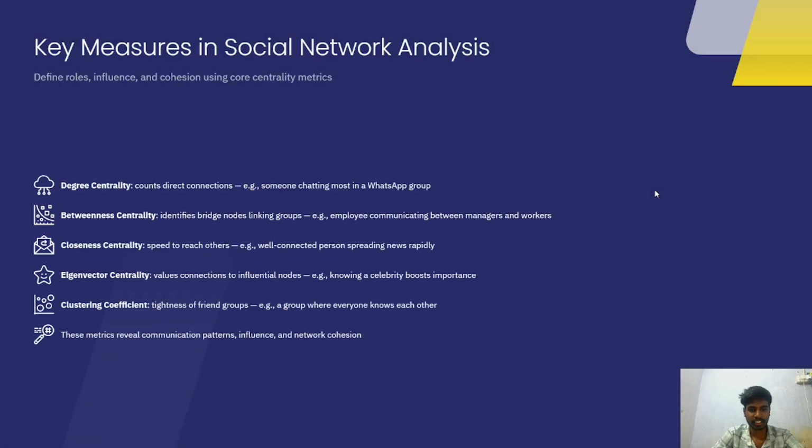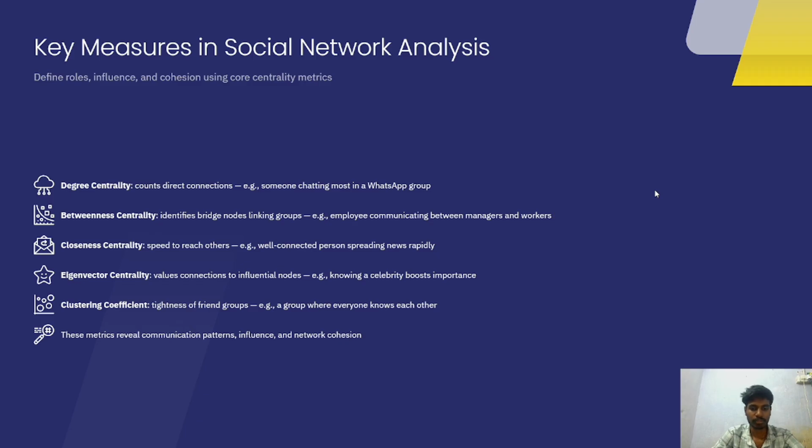Now let's understand the key measurements in social network analysis. These measurements help us understand a person's role in a network. First one is degree centrality. This tells us how many direct connections a person has. For example, in a WhatsApp group, the most active person who messages everyone has high degree centrality. And betweenness centrality. This finds the person who acts as a bridge between groups. If your two friend circles do not talk to each other directly, but one person connects them, that person has high betweenness.